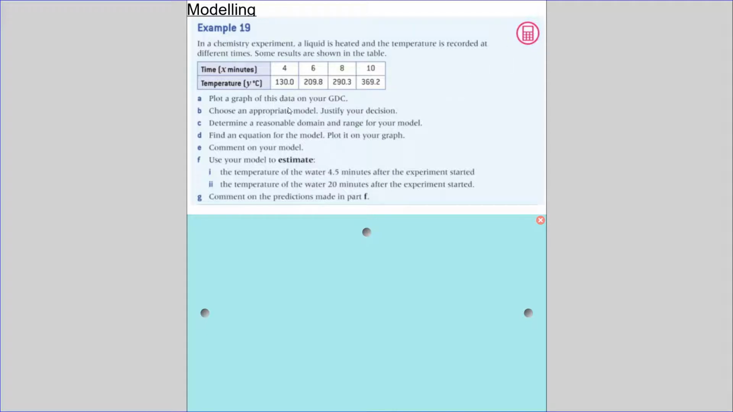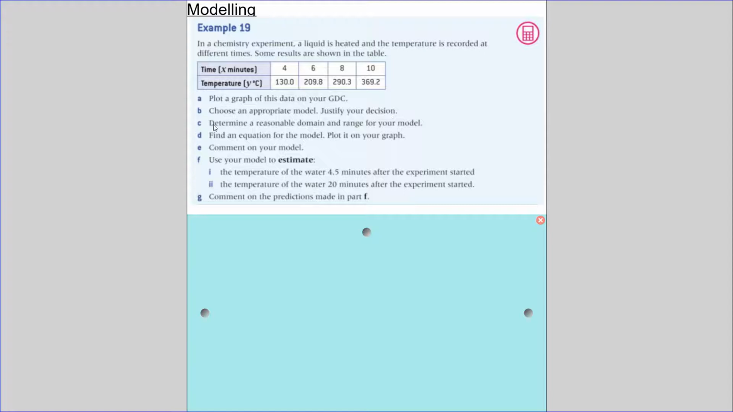So, plot the graph of this data on your GDC. That's the first step when we look at this. We do that, and then we look at it, and what we see is it's a nice straight line. The points line up. So we're then able to use our calculators for the model.